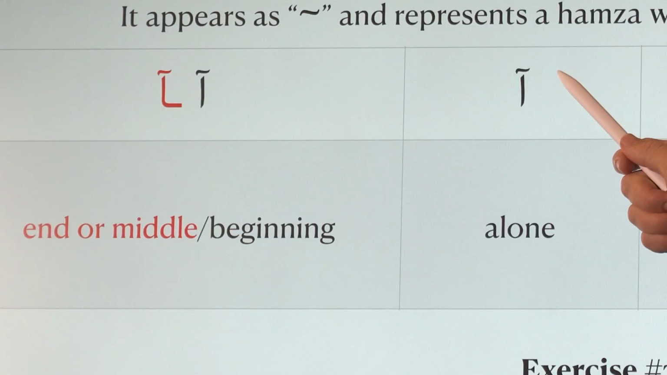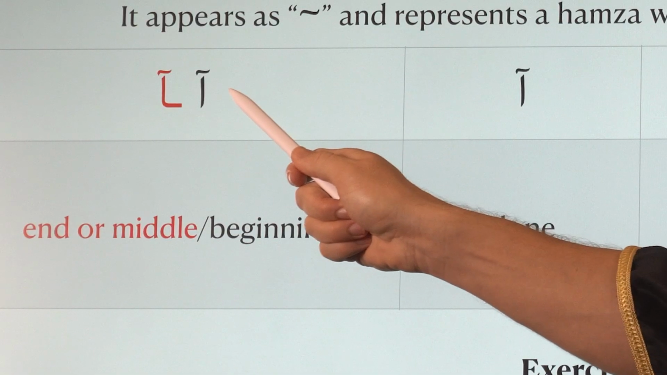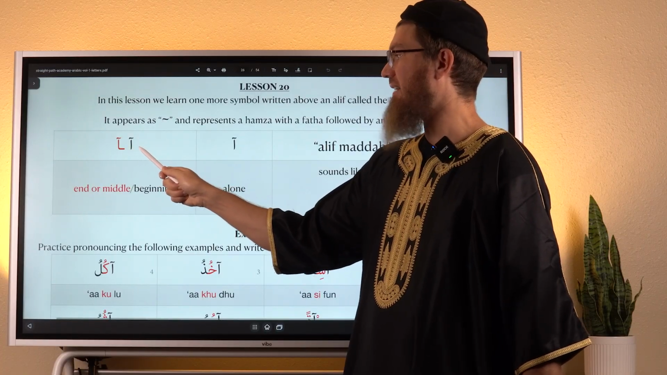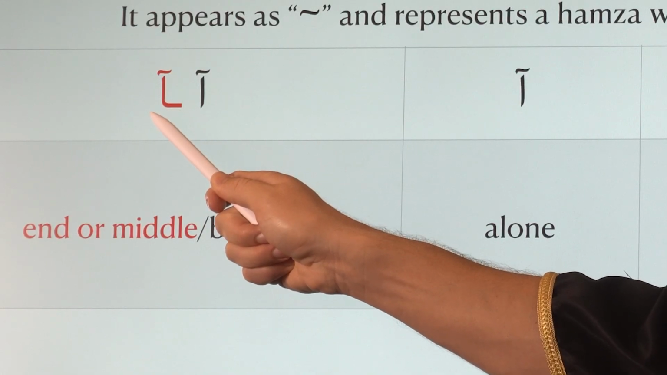This is how the Alif Madda looks alone. This is how it looks in the beginning of a connection, because as we learned, the alif does not connect to a letter after it. And this is how it looks in the middle or end of a connection.